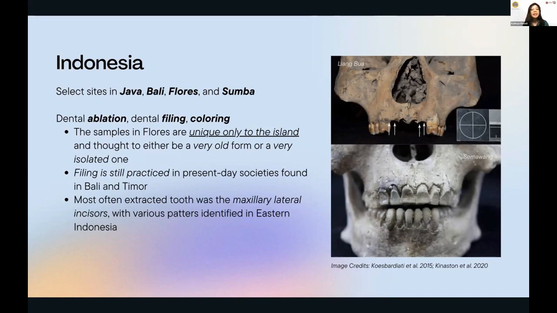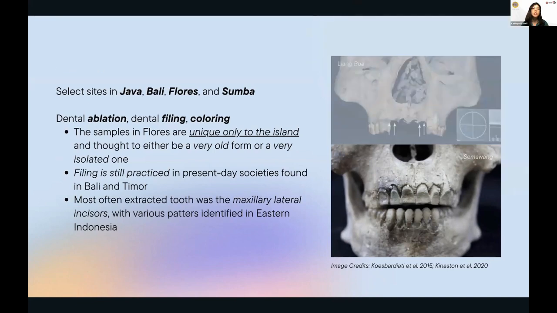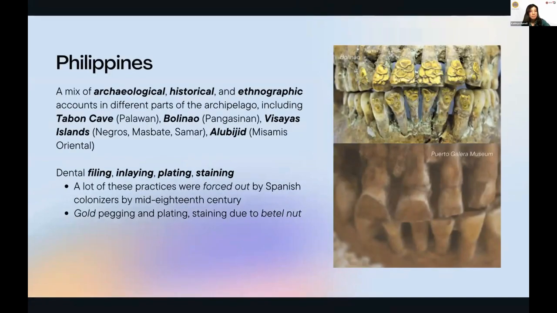And then looking at the teeth most affected by modifications in terms of ablation, it was the maxillary lateral incisors, which had various patterns, especially across East Indonesia. And then lastly would also be, of course, the Philippines, wherein here there were a lot of records from archaeology, history, and ethnography. Although earlier archaeological accounts don't really have as accurate a provenance, so it's very difficult to assess the dates behind them. However, they have been seen present across the archipelago, including Tabon Cave, Bolinao, Visayas, and Alubihid. So it's really scattered across the country.